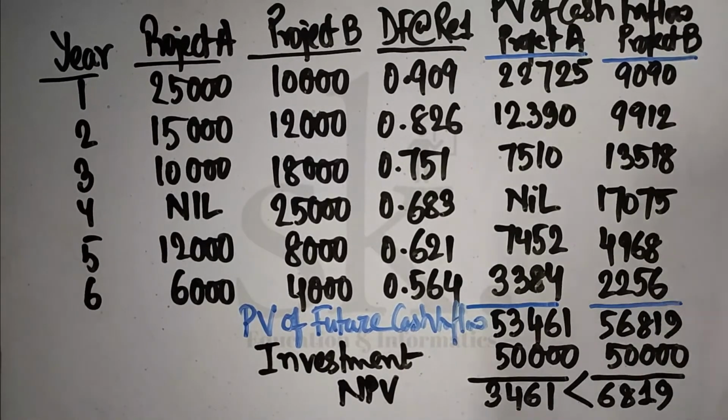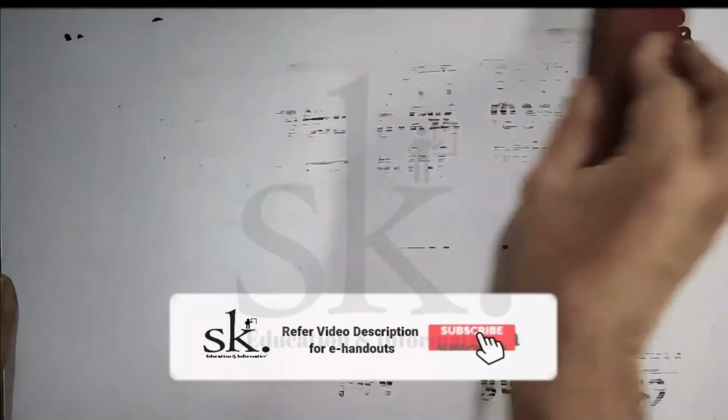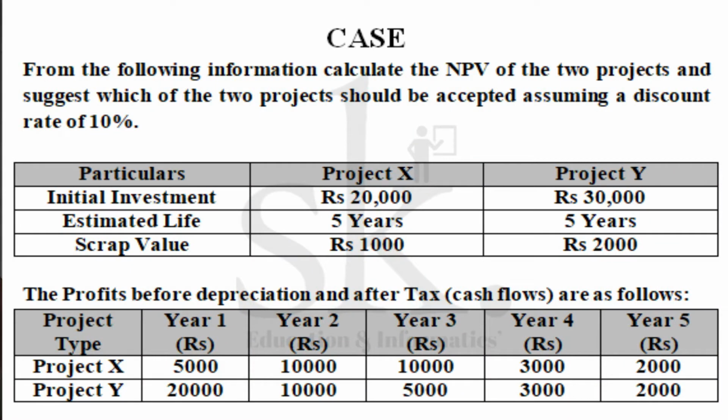Now let's move on to the next problem. If you refer to the next problem which we have, it says: from the following information, calculate the NPV. Again, we have two projects, and this time the two projects are project X and project Y, and we have to suggest which of the projects we can select, and the discounting rate has been given as 10%. Now here, the initial investment for project X is 20,000 and the initial investment for project Y is 30,000. So there is a difference in the initial investment.